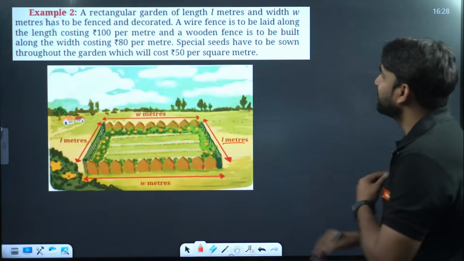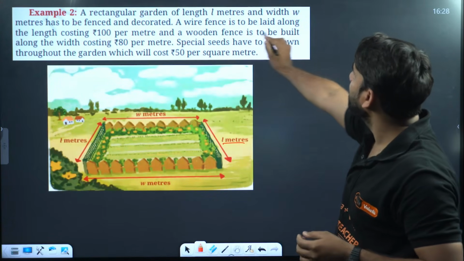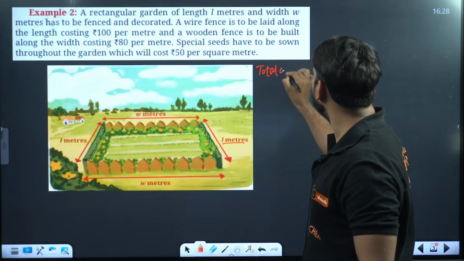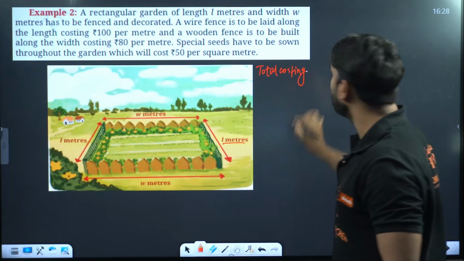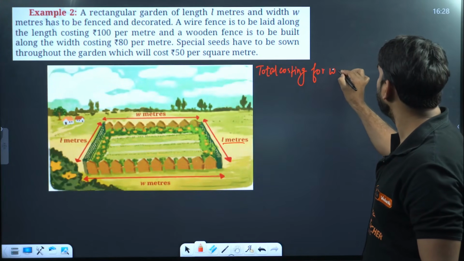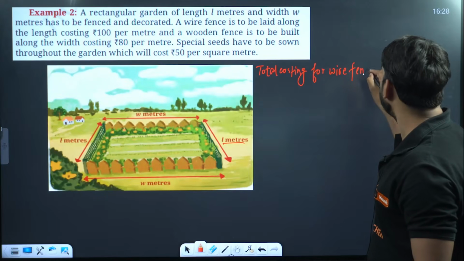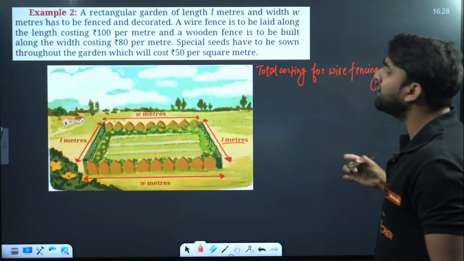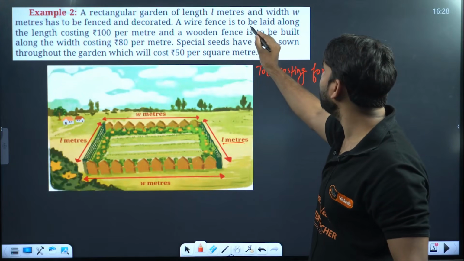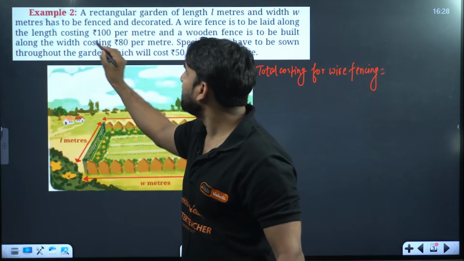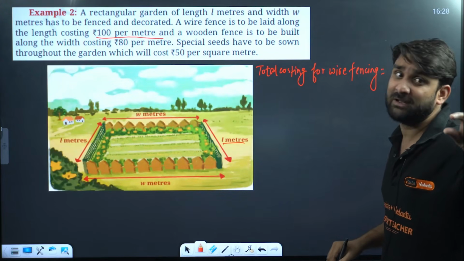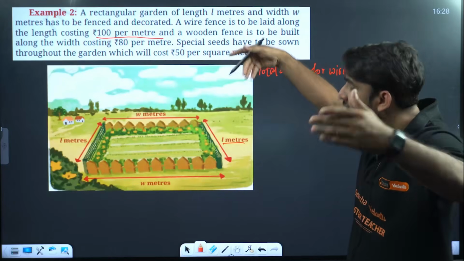So let's move to the first one, wire fencing. Let's write here, total costing for wire fencing. I hope the red color is visible to everyone. So my dear champion, what will be the total costing for wire fencing? Can you see here, the wire fence to be laid along the length costs 100 rupees per meter. And wire fencing is to be done towards the length.